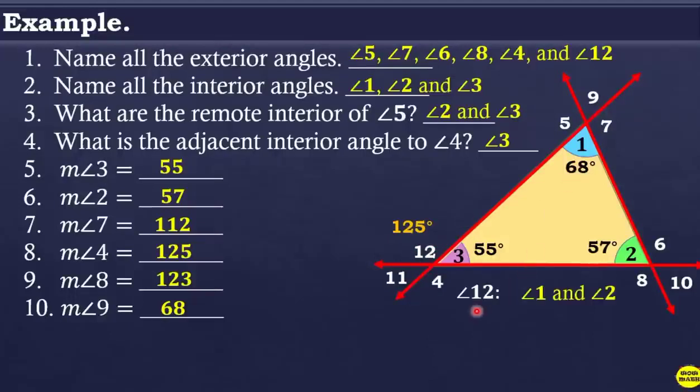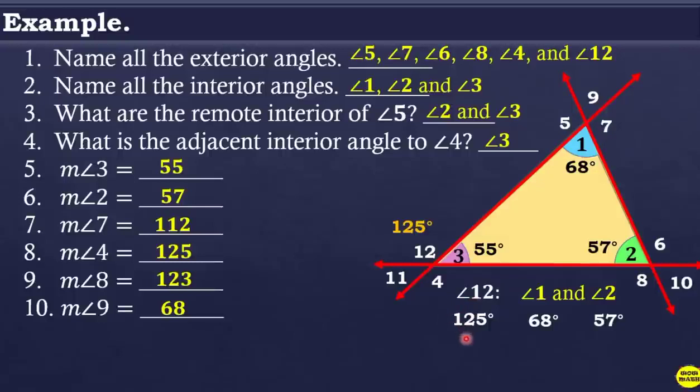Okay? Now, let us try to get the measures of angle 1, angle 2, and angle 12. Your angle 12 is 125 degrees, and your angle 1 is 68 degrees. Your angle 2 is 57 degrees. Now, if you will try to look at the given measures, ano pong napansin ninyo? What have you noticed? So, as you can see, how will you compare the measures of the sum of your remote interior angles to its exterior angle?